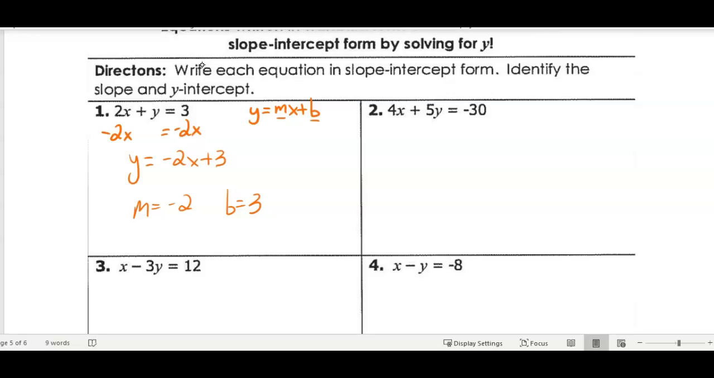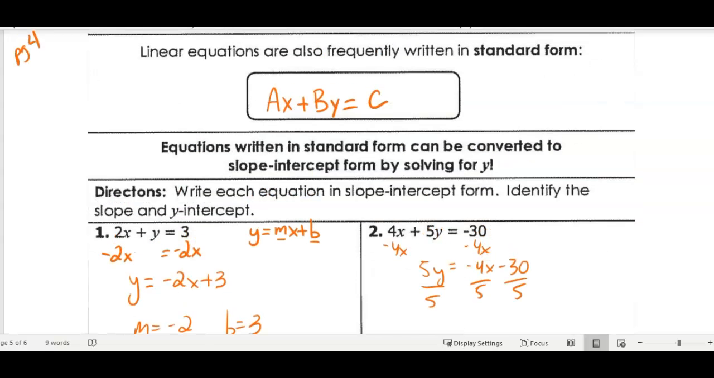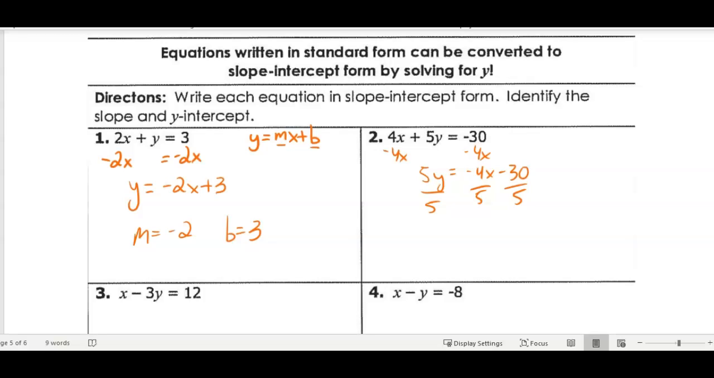On to number 2. Same thing, except we will add one more step. I subtract my x's first from both sides. That leaves me with 5y equals negative 4x minus 30. And then when I divide by 5, everything gets divided by 5. I've seen some people write it with the entire thing and just have a 5 underneath. I don't like it that way. Everything gets divided by 5.